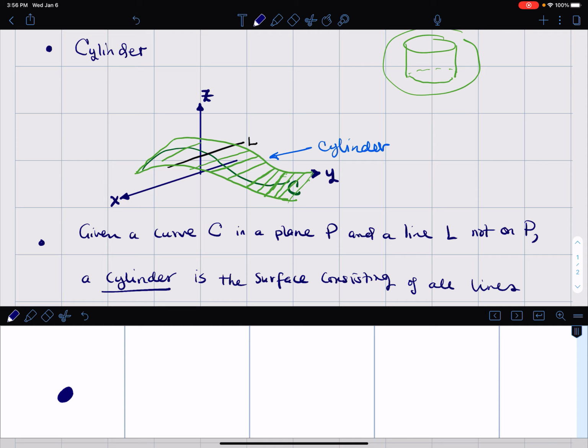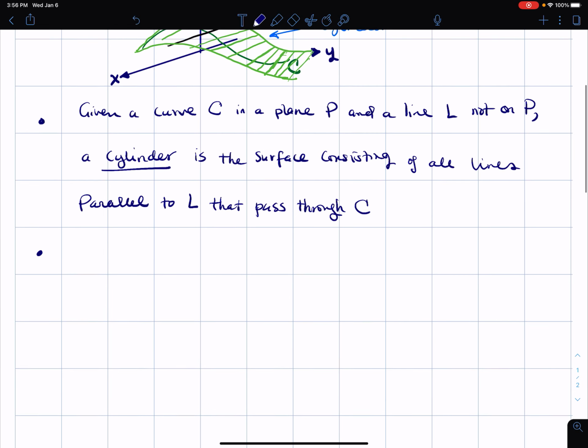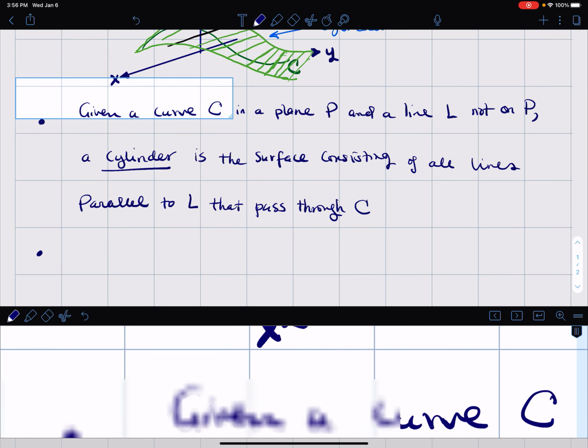If the lines are parallel to the x-axis, the variable x will be missing. If the lines are parallel to the y-axis, the variable y will be missing, and so forth. All right, I've said a whole lot. Let me do an example.